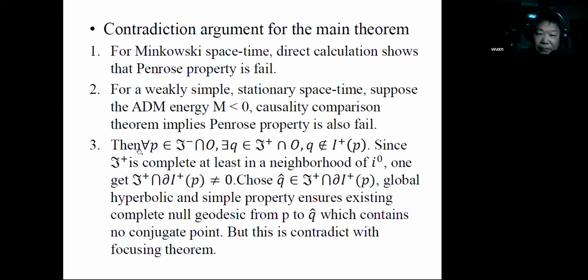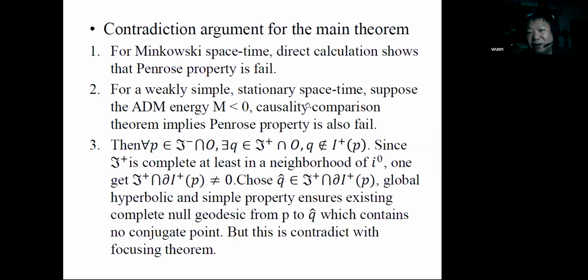And scri plus is complete, at least in the neighborhood of i naught. I mean, we require that at least in the neighborhood of i naught, scri plus should be complete. So you can find that scri plus intersected with the boundary of I plus of P is not empty, because at least you have one point there, okay? And you can also know there is a point Q hat on the boundary.